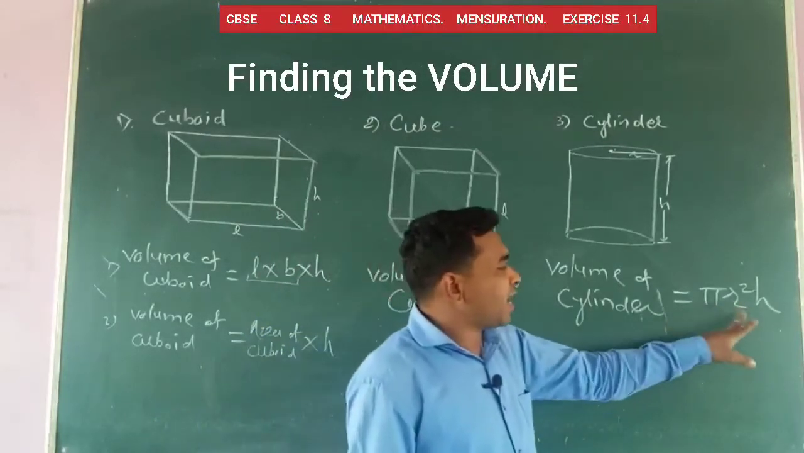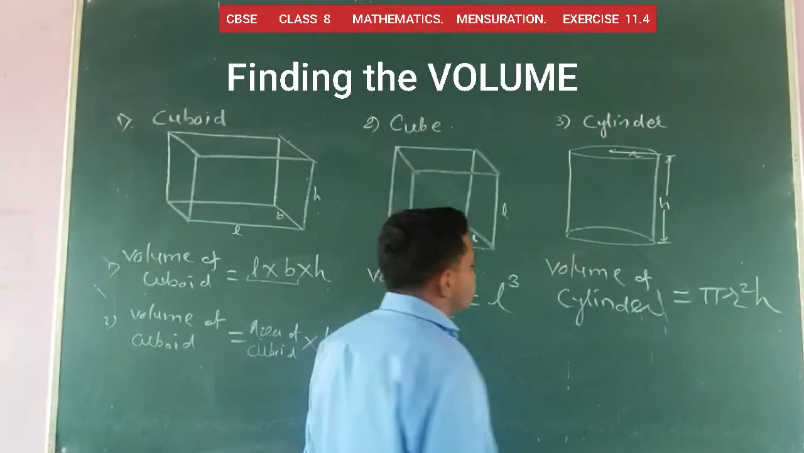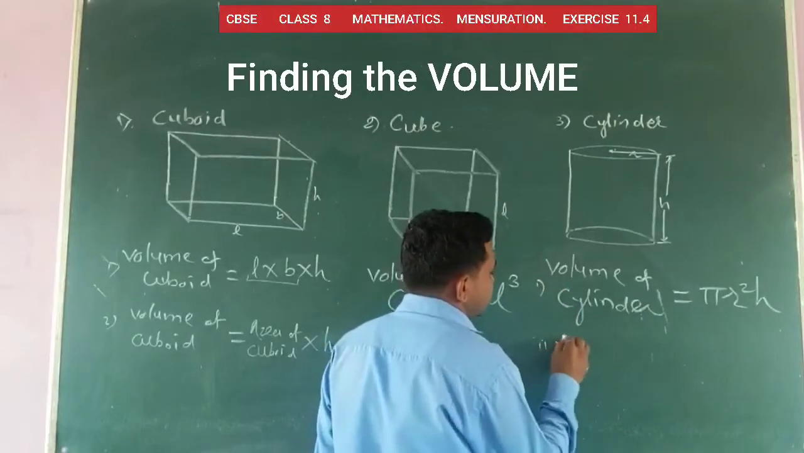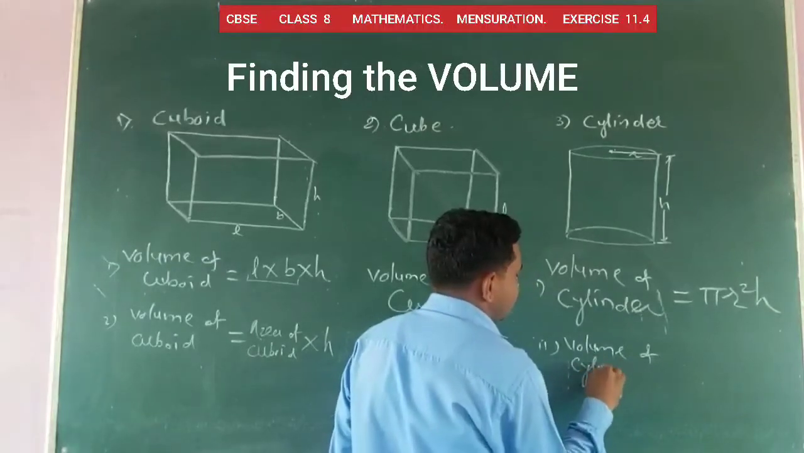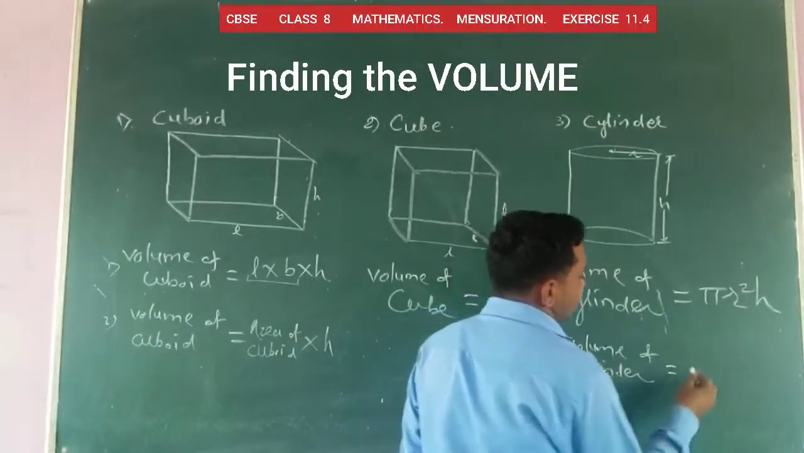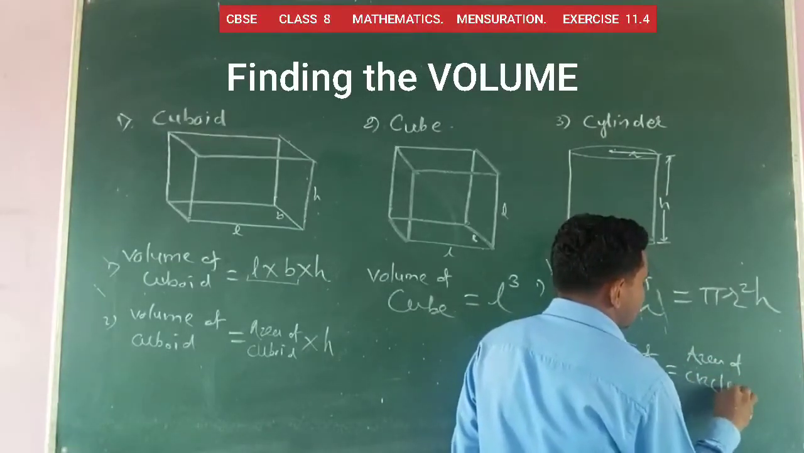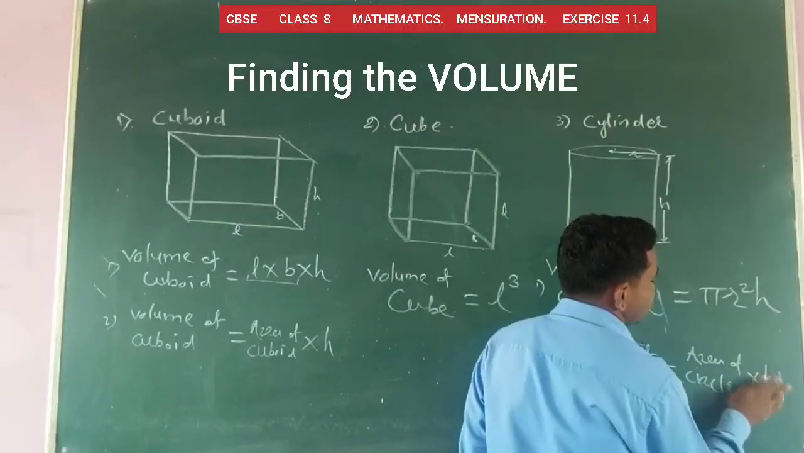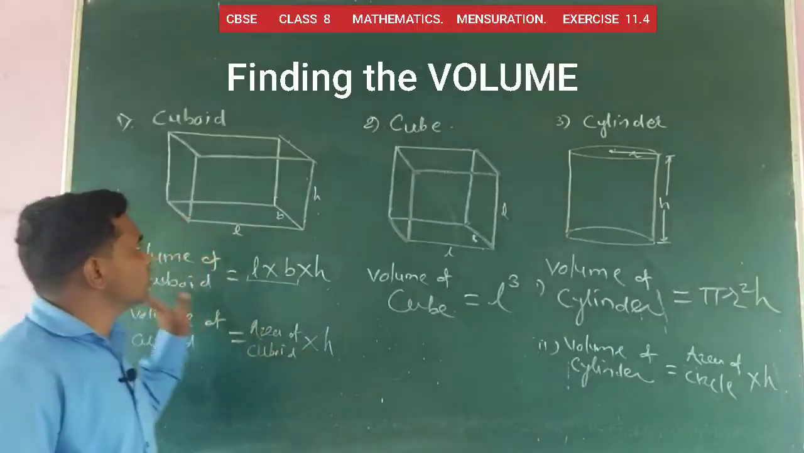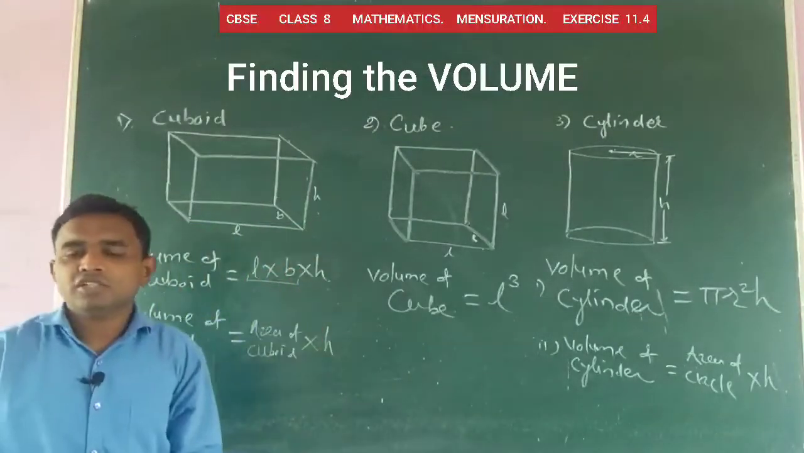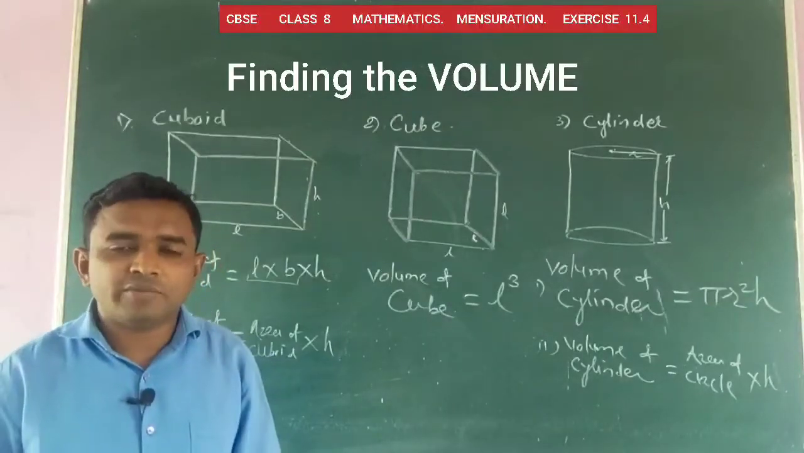Here pi r square is nothing but the area of the circle. So we can also write equation number 2: volume of cylinder is equal to area of circle into height, simply H. So these formulas are used to find the volume of a cuboid, cube and the cylinder. Now we are going to start our last exercise, exercise 11.4.